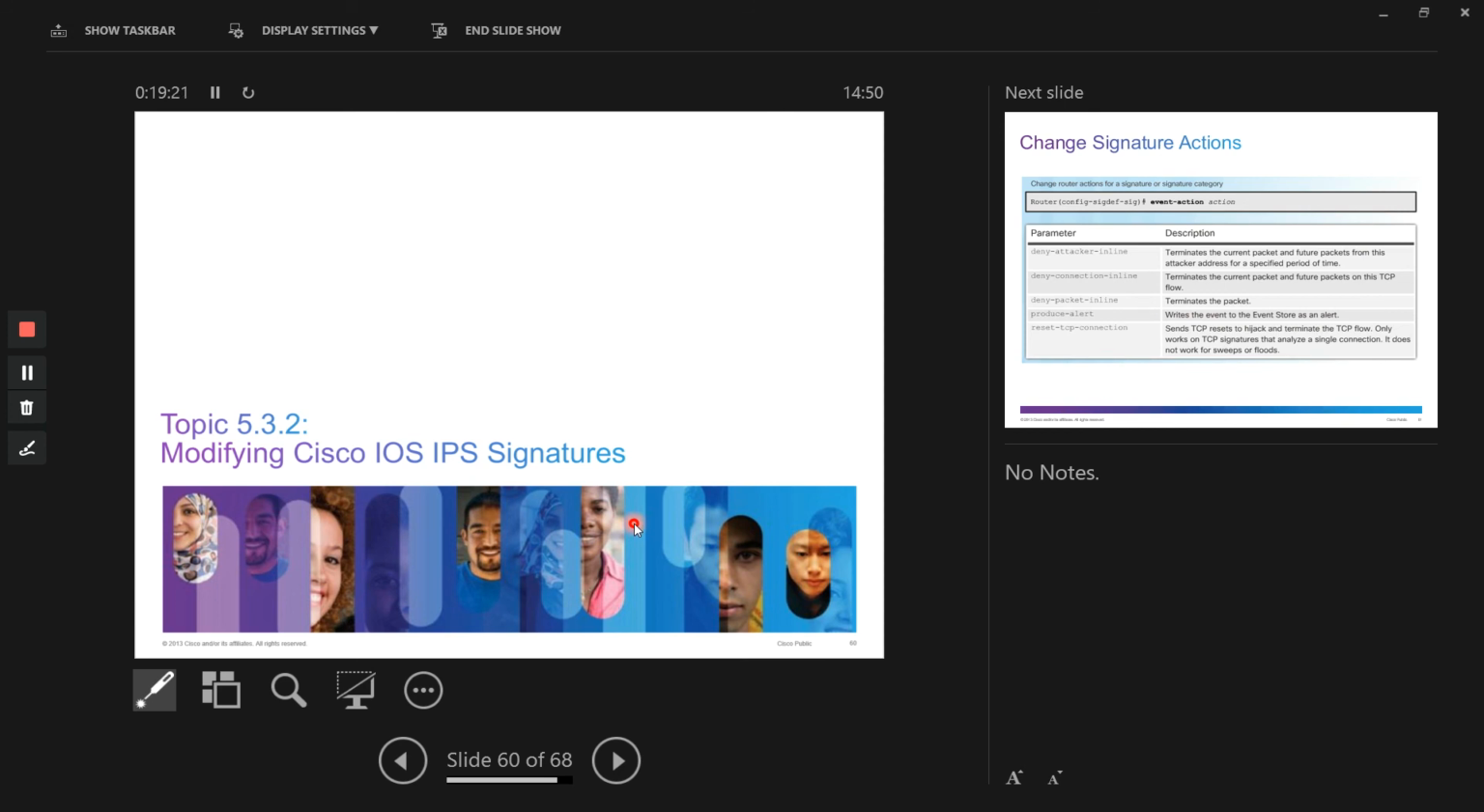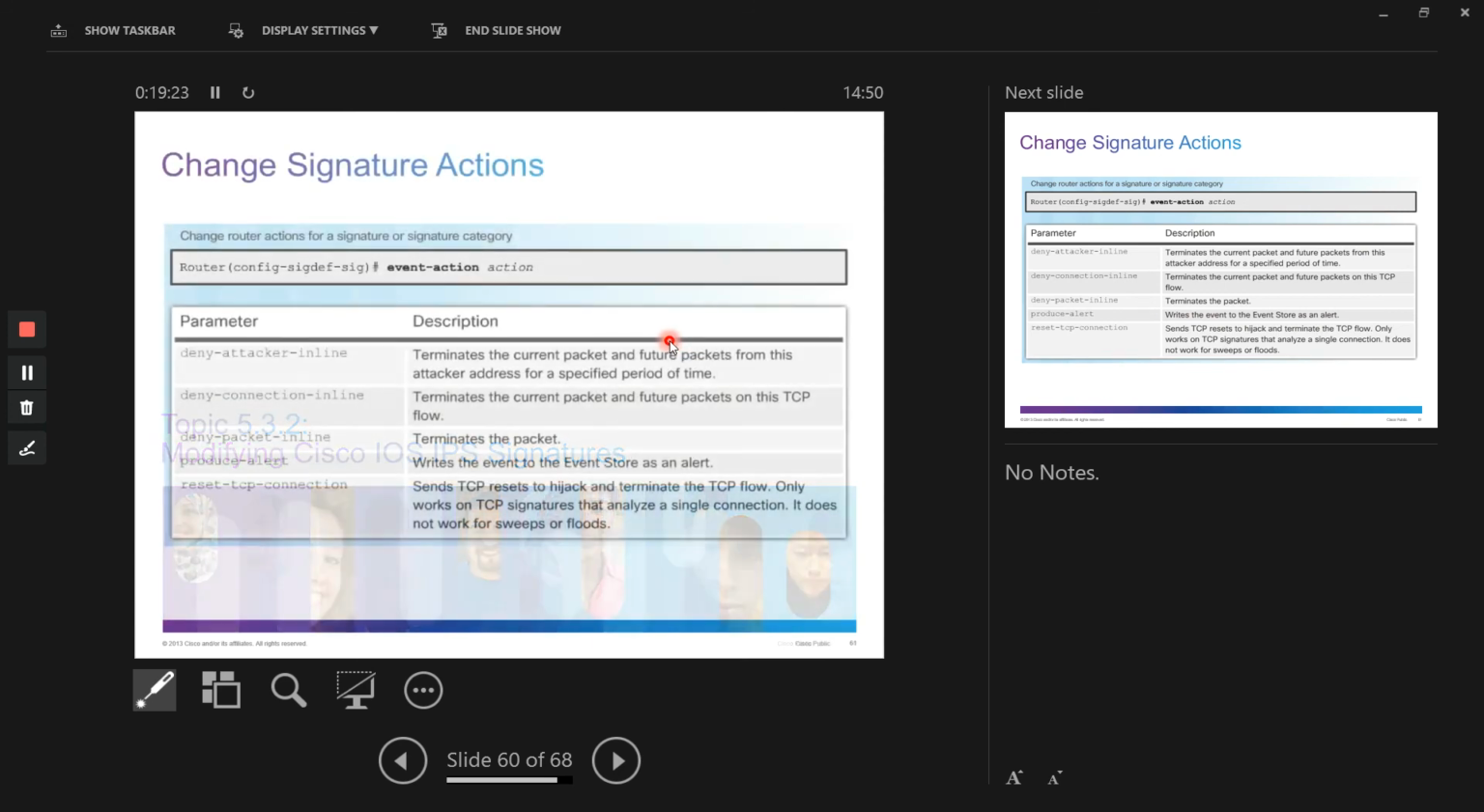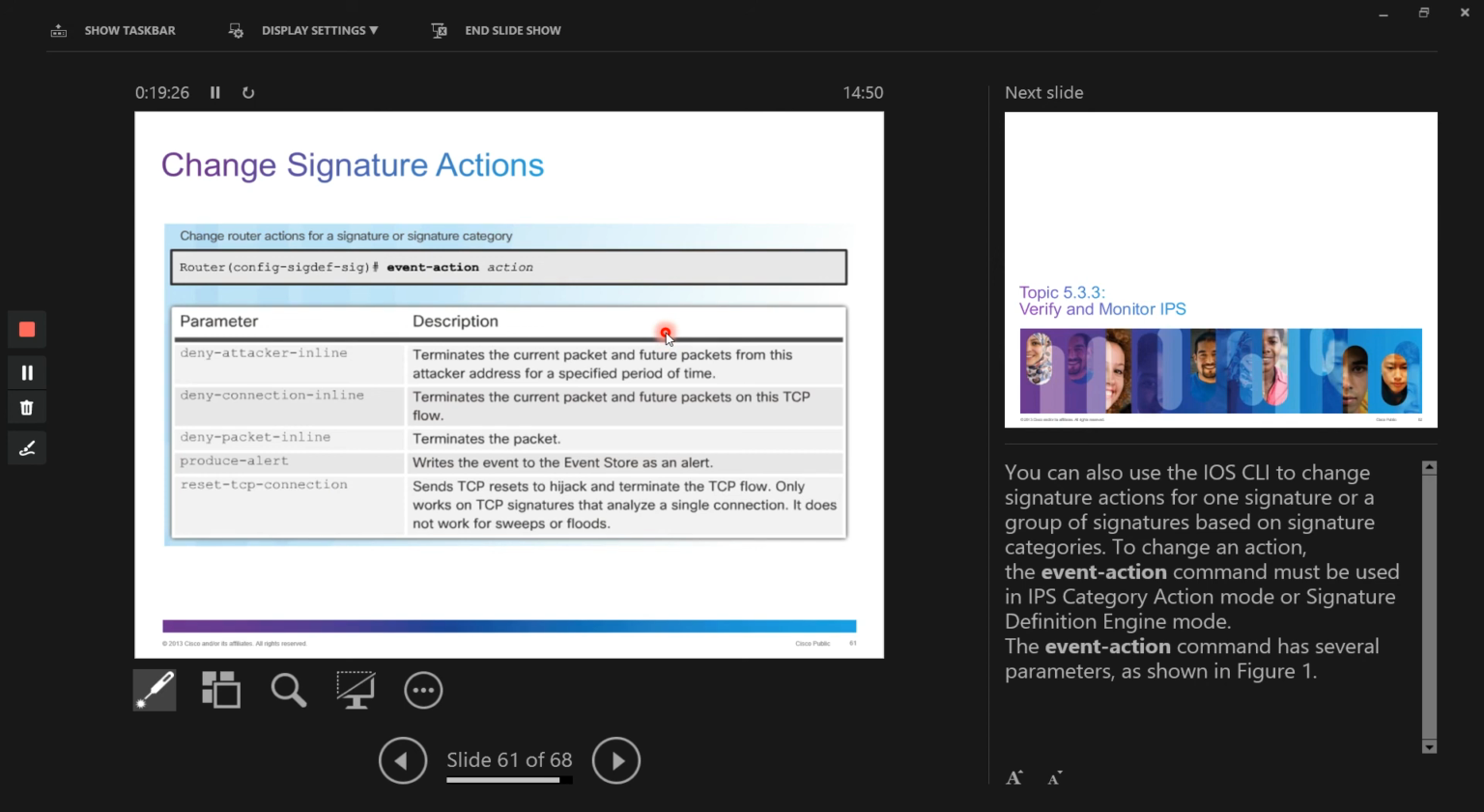Then we're going to look at how we can modify the signature files. If you wish, you can use the iOS CLI to change the signature action for one signature or a group of signatures based on signature category. To change the action, you have to use the event-action command. It has a number of parameters, for example deny-attacker-inline, deny-connection-inline, deny-packet-inline, produce-alert, and reset-tcp-connection. You can use one of these parameters.